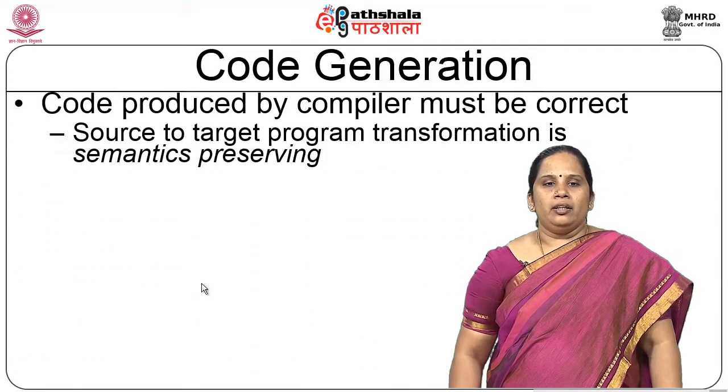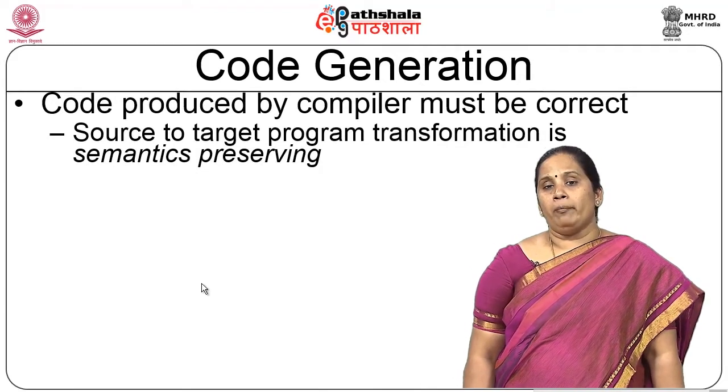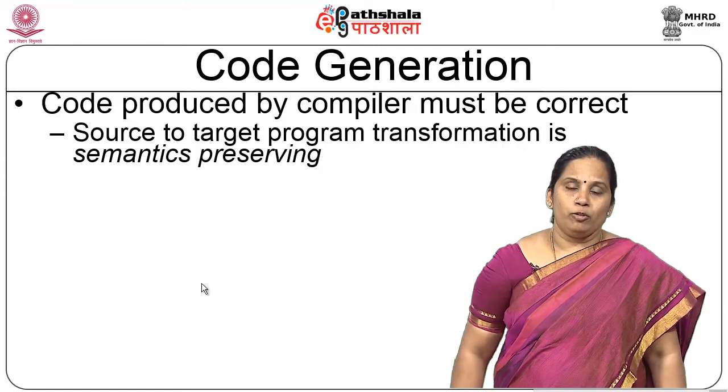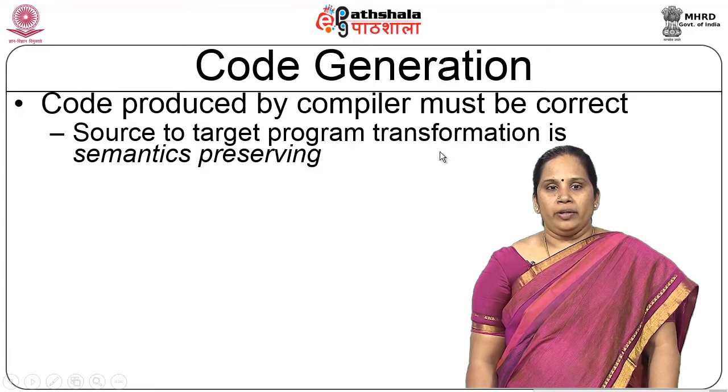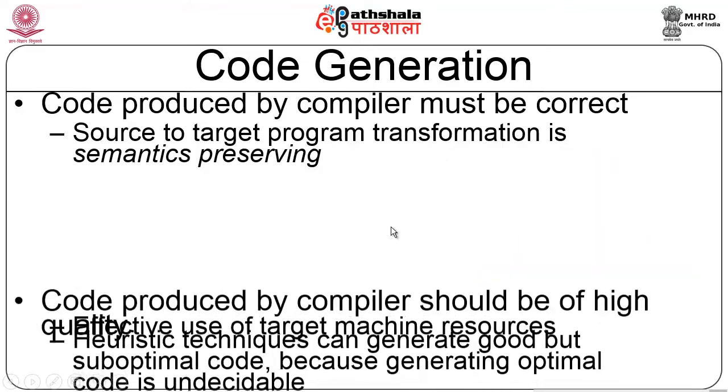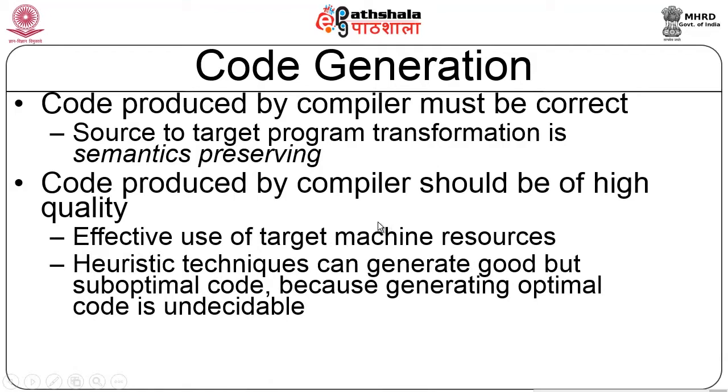The code produced by the compiler must be correct. Again, characteristics of good code: the source to target program transformation should be semantically preserving, that is, it should not alter the meaning. Our intermediate code so far, the 3 address code, has ensured that the abstract syntax tree, or the quadruple, or the DAG has been converted to a final 3 address code representation which is correct semantically, preserving the meaning conveyed by your input high level language.